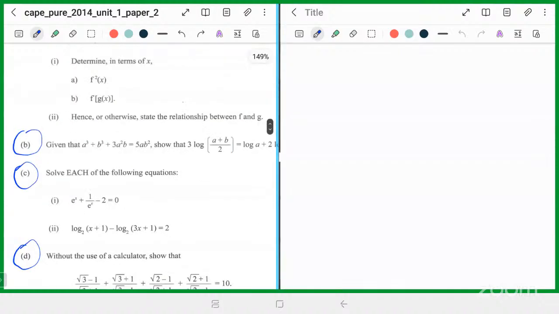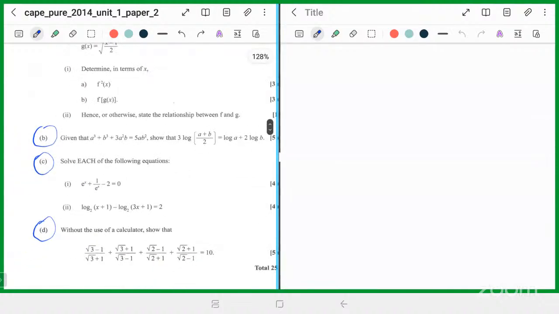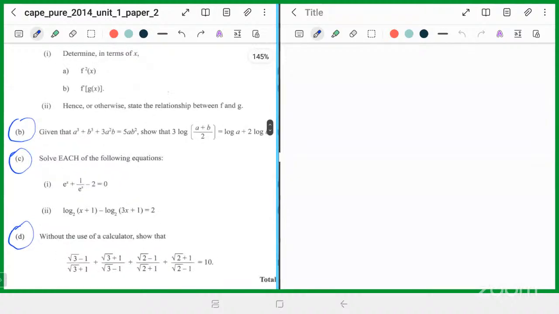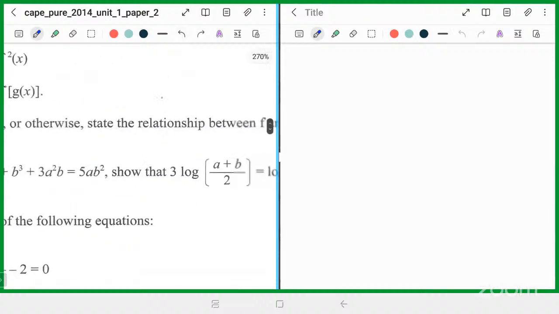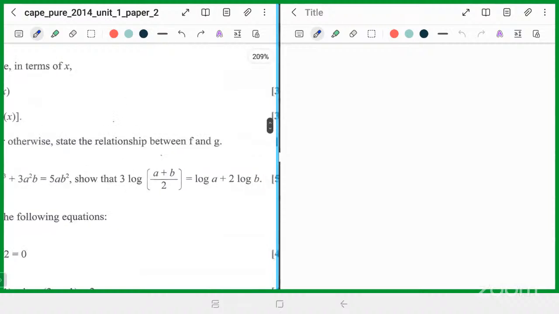All right. B. So this part gives us this thing, it's telling us that this thing is true. It is basically saying that this thing is equal to that. Given that this thing is equal to that, it means that we're going to have to use this somewhere. We are to show that the log of this is equal to that. All right, that's what we're to show.